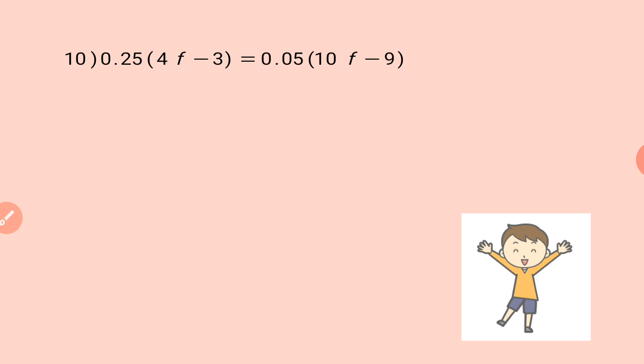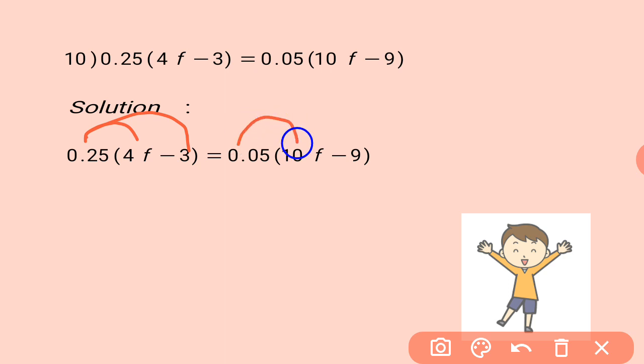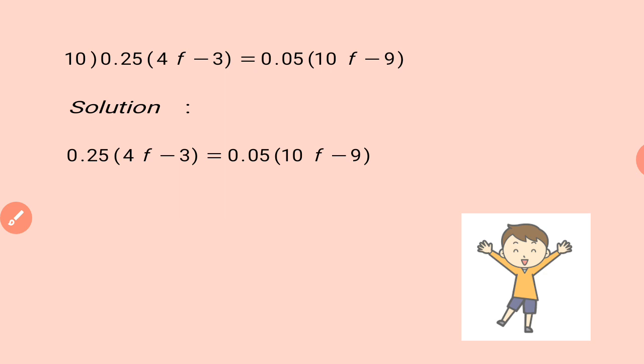Here you have numbers that are in decimals which are multiplied by the brackets. Children, there are various methods of solving this question. You can directly multiply 0.25 by 4f and by minus 3. Similarly, 0.05 into 10f and then by minus 9. But the values which you will get will all be in decimals. So you may find it difficult to solve it further. So there is one more simpler method. Let us go by that simpler method.